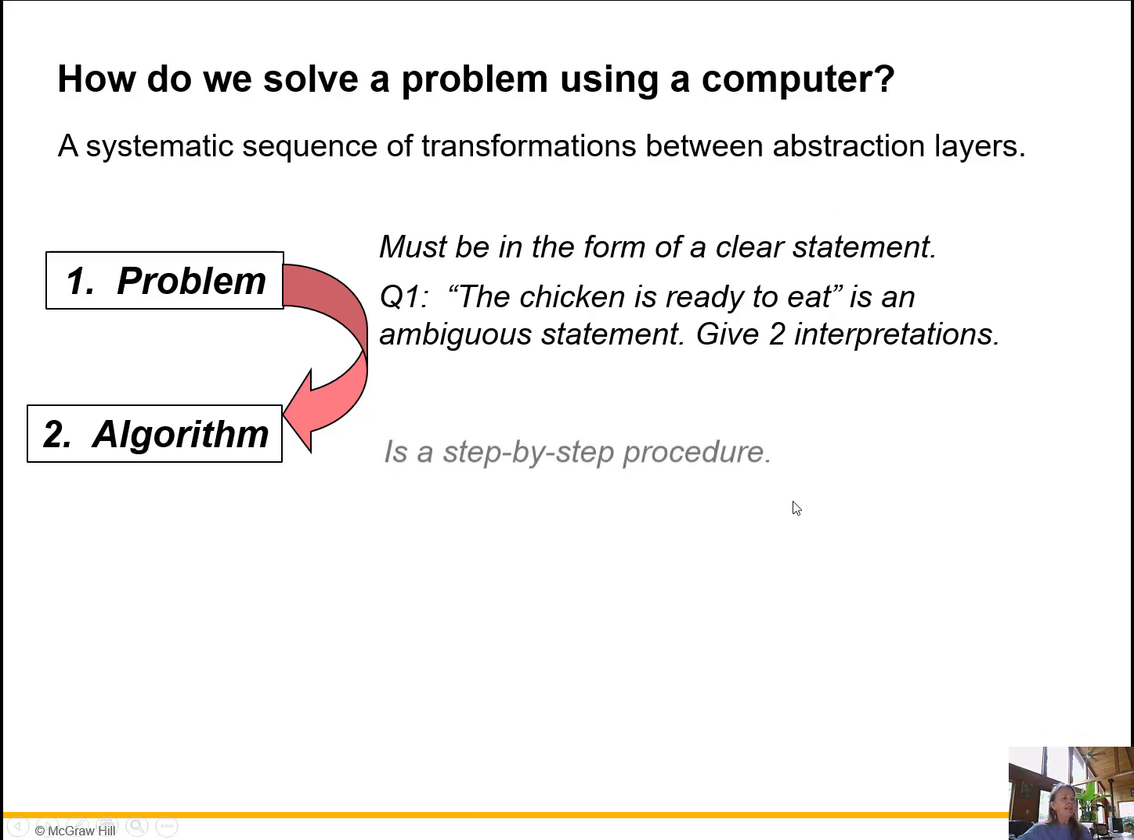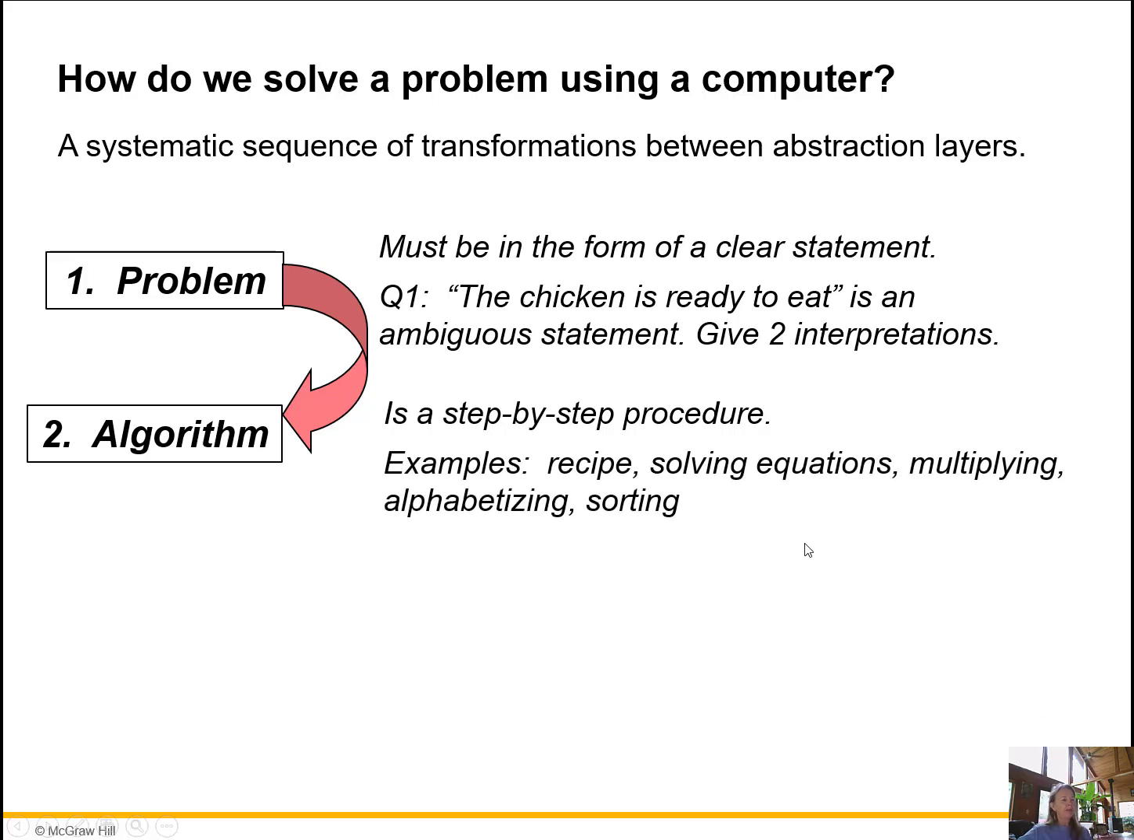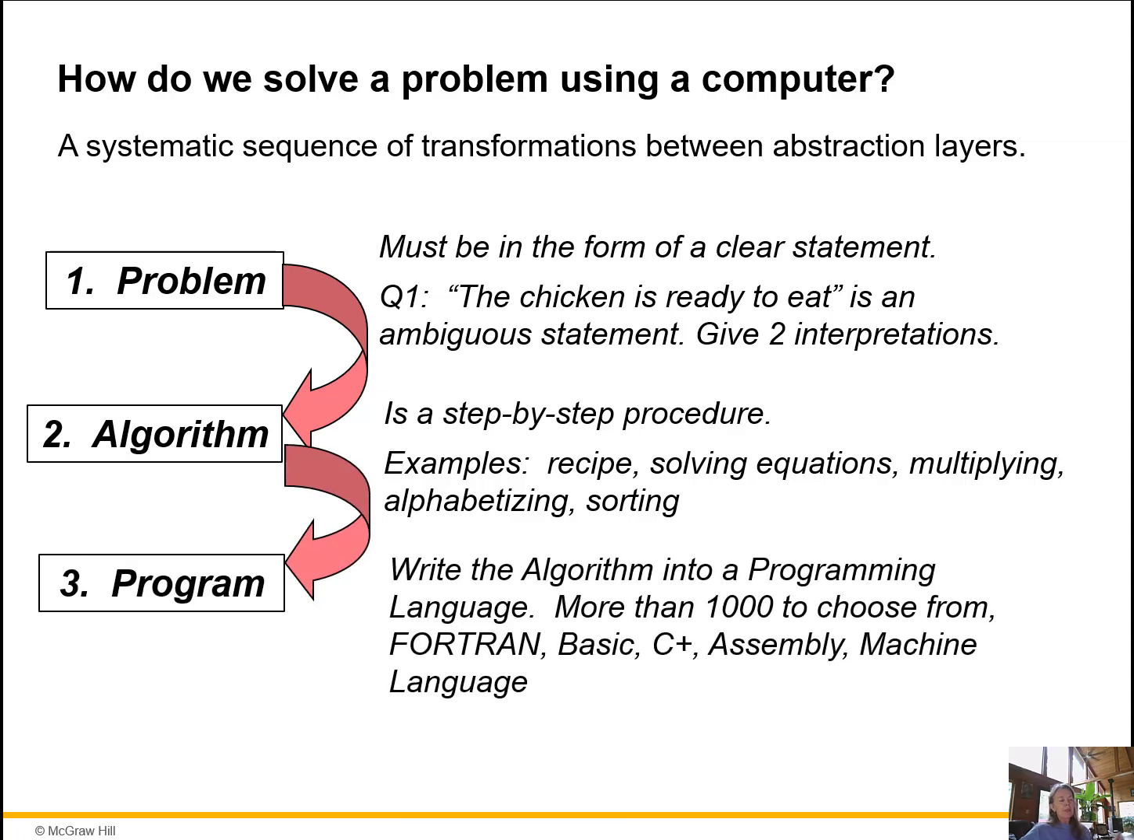The algorithm is the step-by-step procedure that you follow. And this would be like a recipe if you're solving an equation or if you're going to multiply, what it is that you do, or alphabetizing. The third step, or the third transformation for a computer, is actually writing this step-by-step procedure into a programming language. And we got more than 1,000 to choose from.